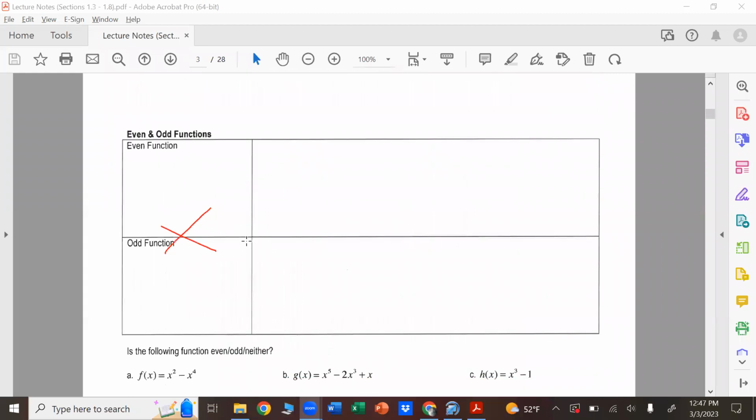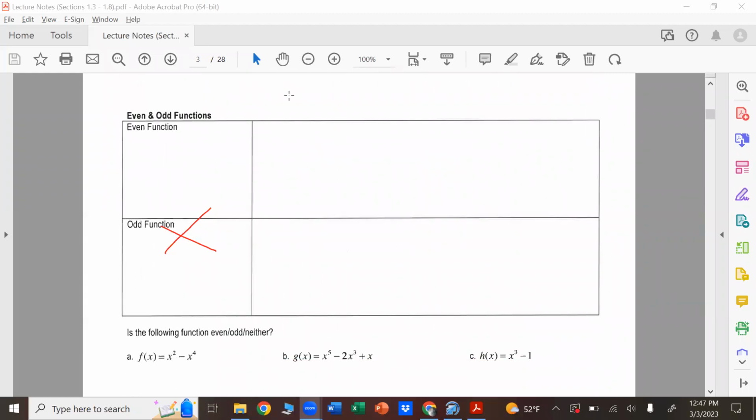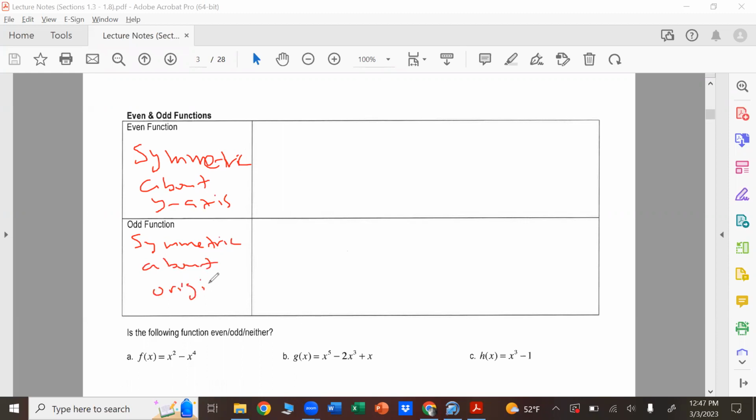All right, last up, even and odd functions. I don't know if you guys covered this in algebra 2. An even function is one that's symmetric about the y-axis. An odd function is one that's symmetric about the origin. Also, it looks like this.